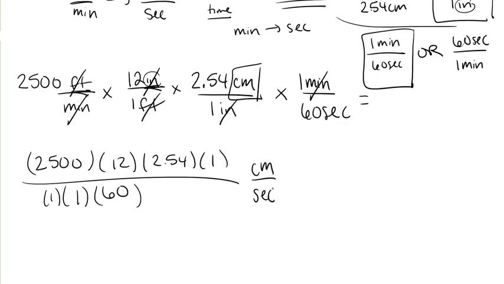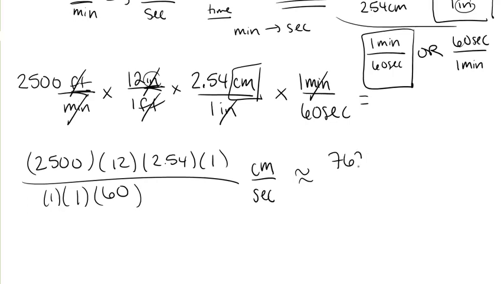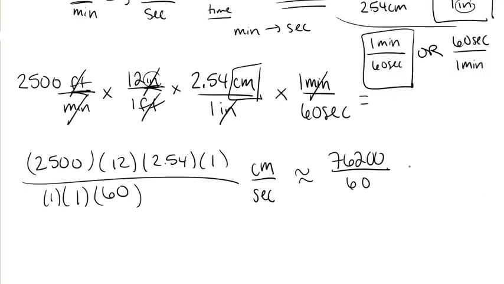So let's get our calculators out. So we have 76,200 on the top, and then 1 times 1 times 60 is just 60. So we'll just divide by 60, and we get 1,270. And this is centimeters per second.